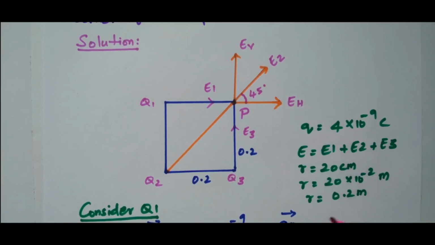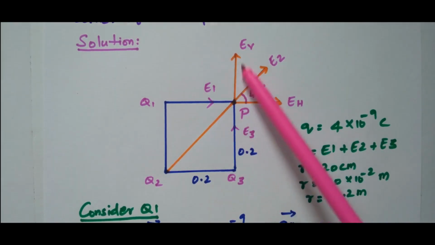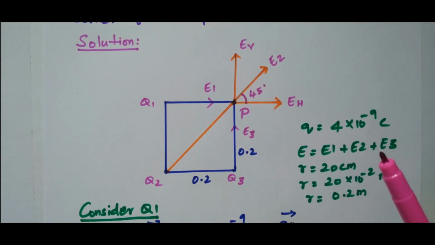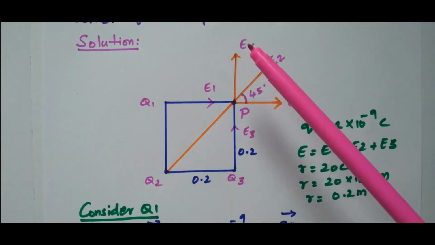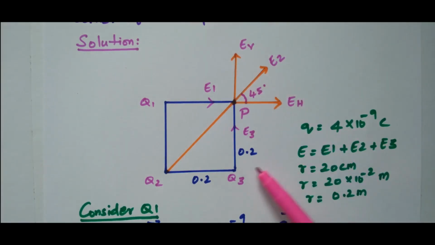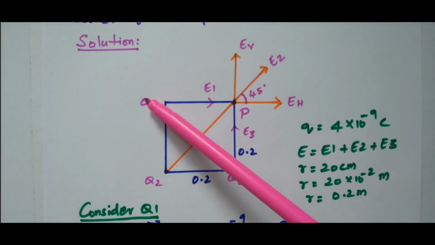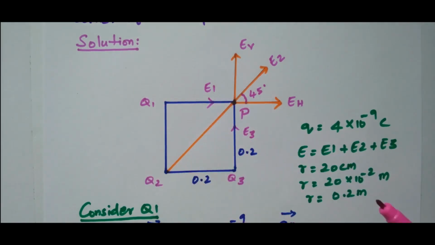So now what are the components we have? E1 is available, E3 is available, EV is available, EH is available. This E1 and EH, these two are horizontal components. E3 and EV, these two are vertical components. Like that we can easily find E1, E3, EV and EH. So by adding all, we'll get the total electric field intensity at point P due to Q1, Q2 and Q3.